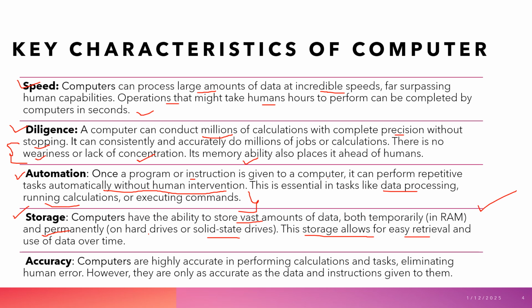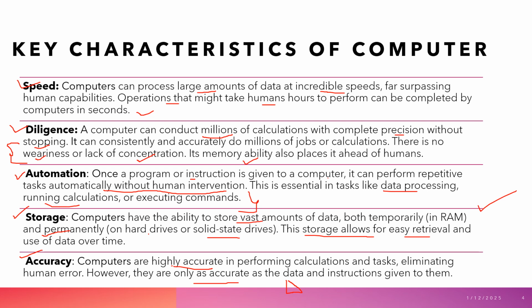The next characteristic is accuracy, which means that computers can perform calculations and tasks, eliminating all the human errors and giving highly accurate results. Although we need to understand that computers will give us only as much accurate results as accurate data and instructions are given to them, because in the end it is nothing but a mere machine which would perform all the processing based upon the data and input that is given to it.